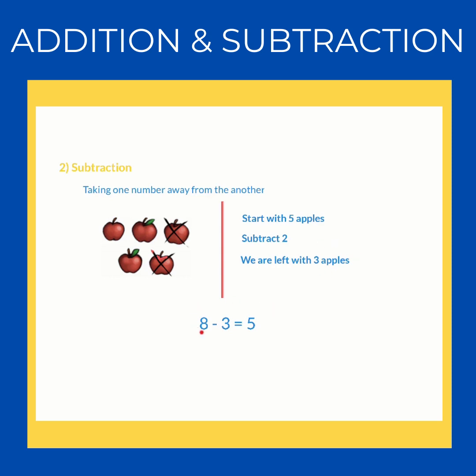Now, if I have 8 minus 3 equals 5, let's talk about the names of these numbers. In subtraction, number 8 is called the minuend, which is the number that is to be subtracted from. 3 is called the subtrahend, which is the number we are subtracting. And 5 is called the difference, which is the result of subtracting one number from another.